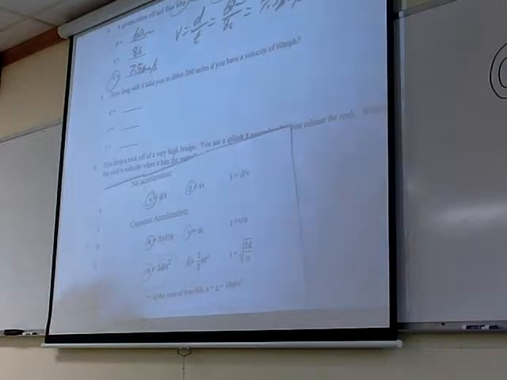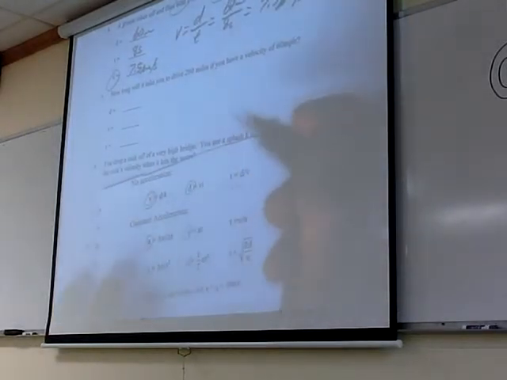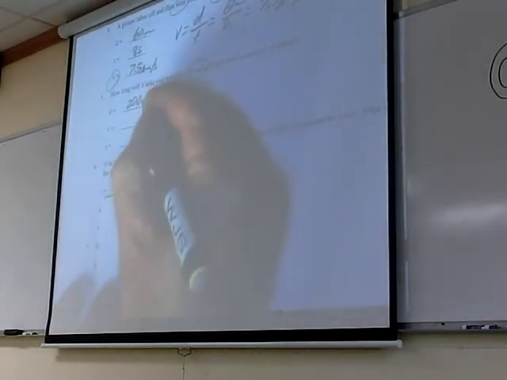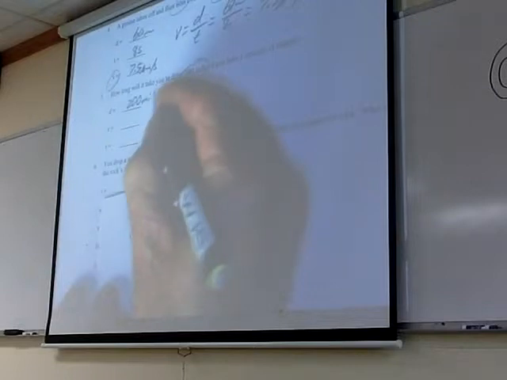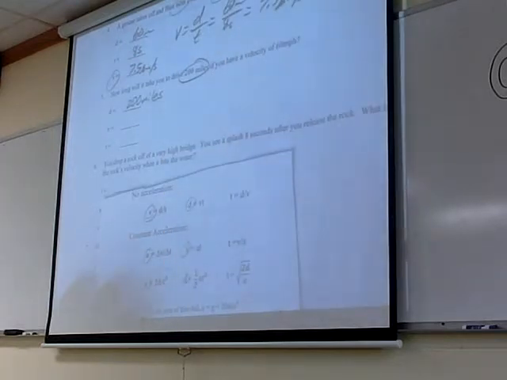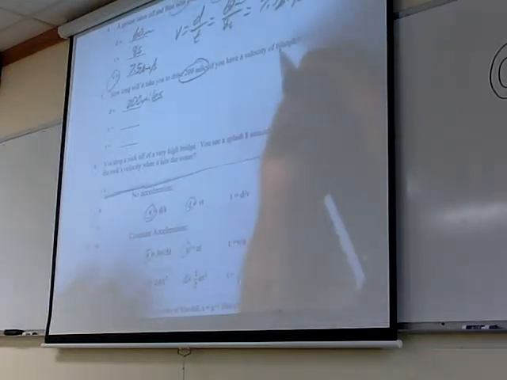Number 5: how long does it take to go 200 miles if you have a velocity of 60 miles per hour? That's the distance. These are just straightforward. If you don't have a ball in the air, if you don't have something that is accelerating or speeding up, if you don't have something that's being dropped, then you don't have to worry about acceleration. These are just much easier.